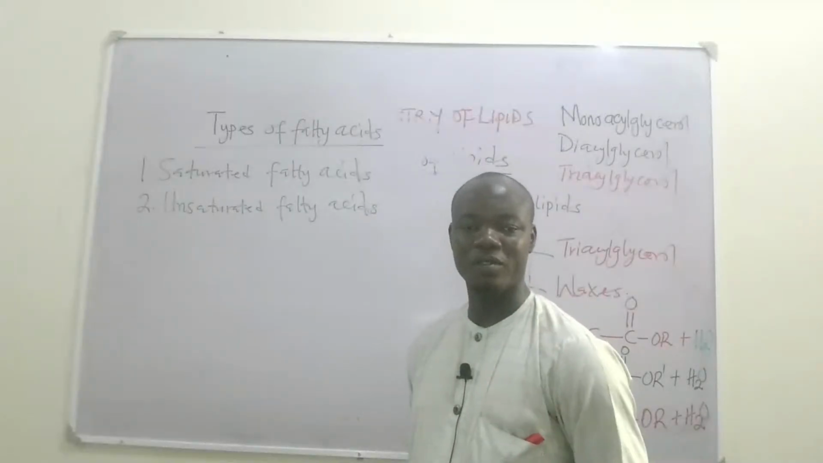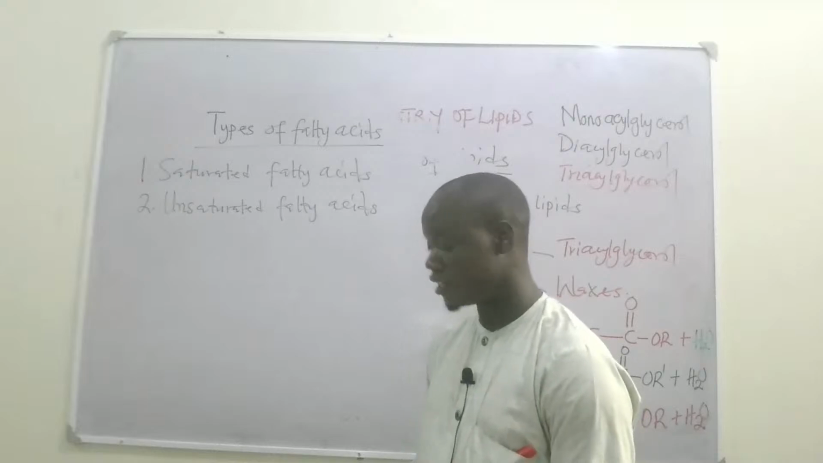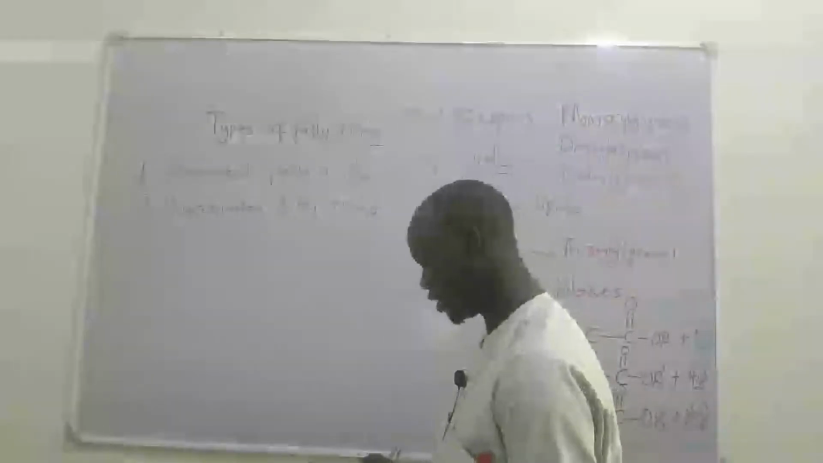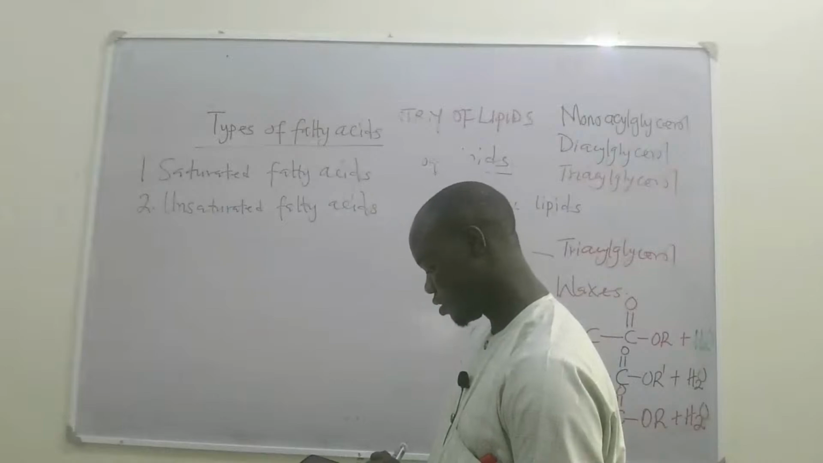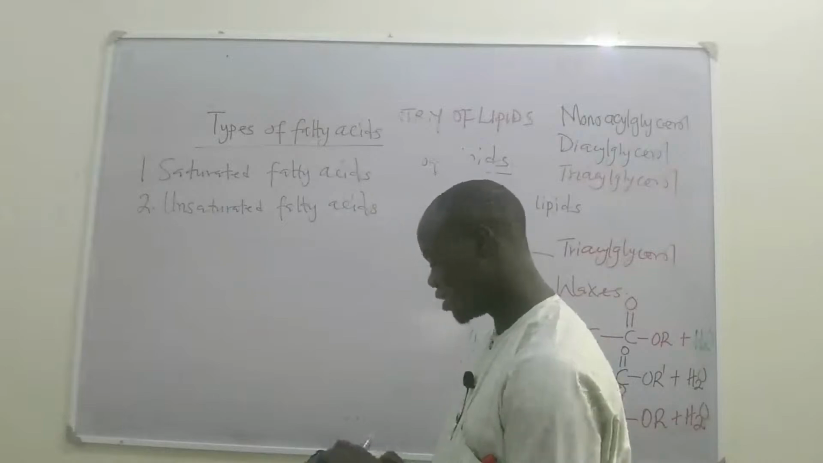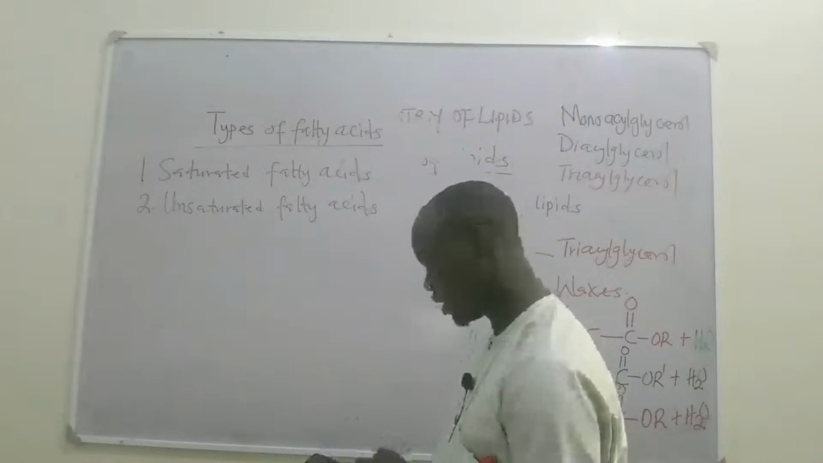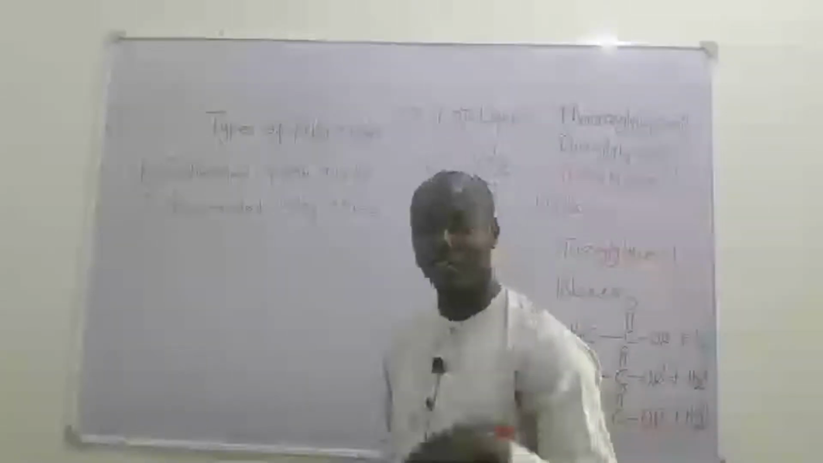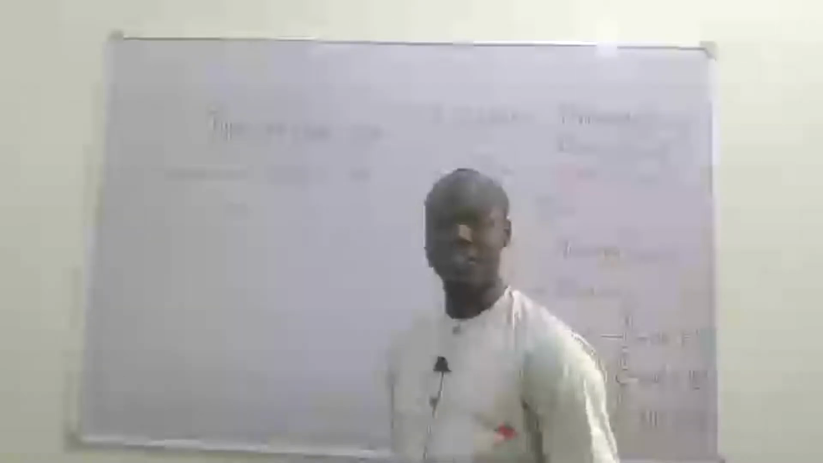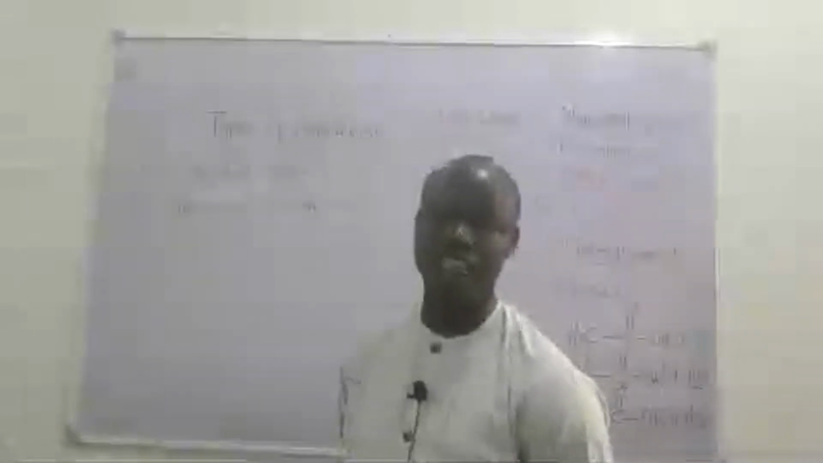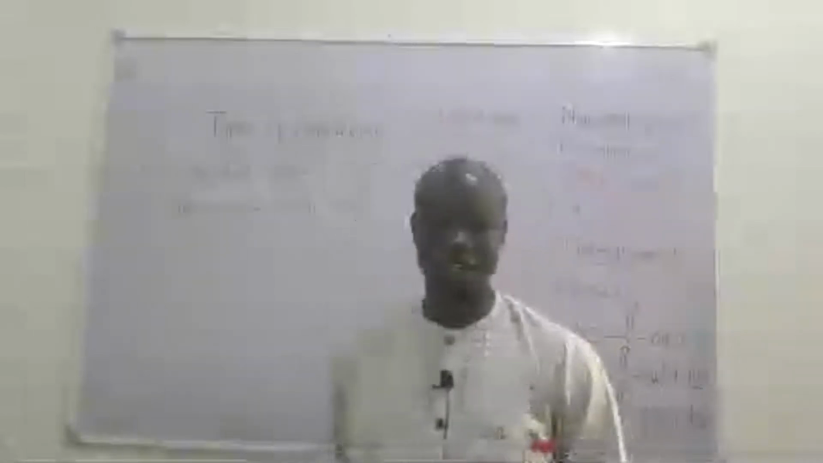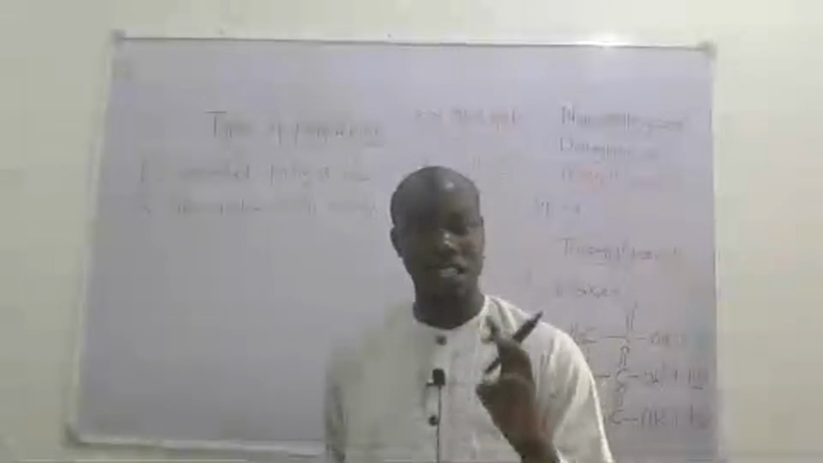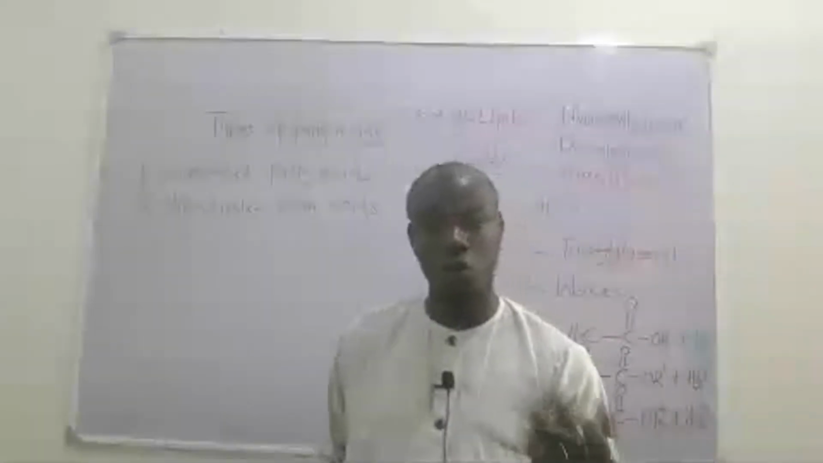So we have saturated fatty acid and we have unsaturated fatty acid. Let's look at the different examples of saturated and unsaturated fatty acids, most especially the fatty acids that are found in humans. Okay, someone else, re-explain the unsaturated fatty acids. When you say unsaturated fatty acid, they are fatty acids that have at least one or two double bonds in them.